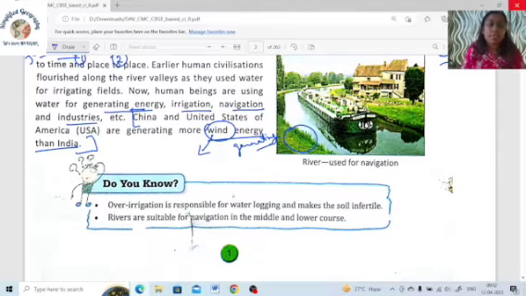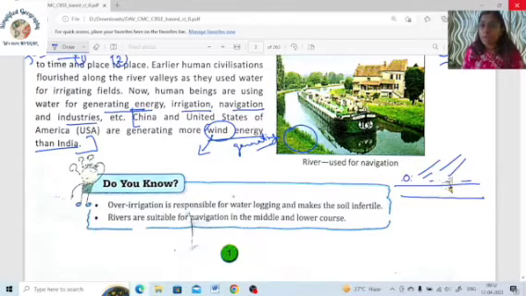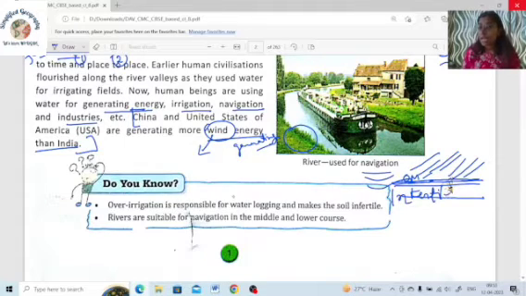Another thing here, in the "Do you know" portion: over irrigation is responsible for water logging. Now if you give so much water to the soil, in the top layer we have organic matter. Okay, dead decomposed plants and animals settle in the top layer of the soil, the topsoil part. So what happens if you give excessive water to it? The first layer of the soil is going to wash out. That's why the soil becomes infertile and no crops can be cultivated on it.